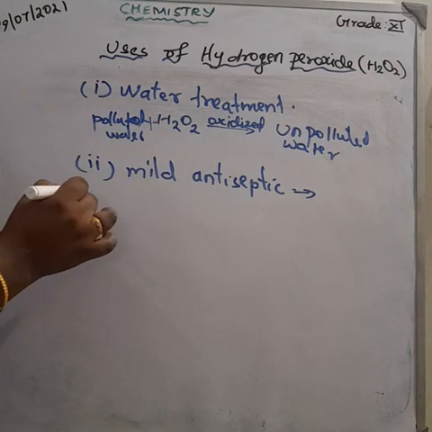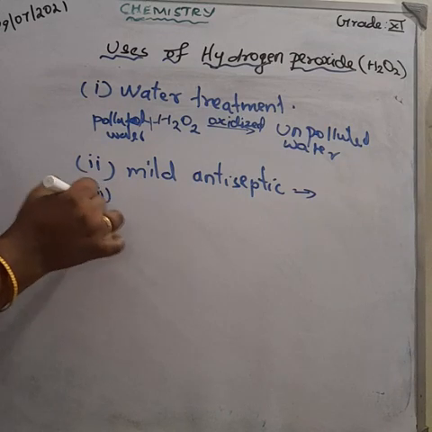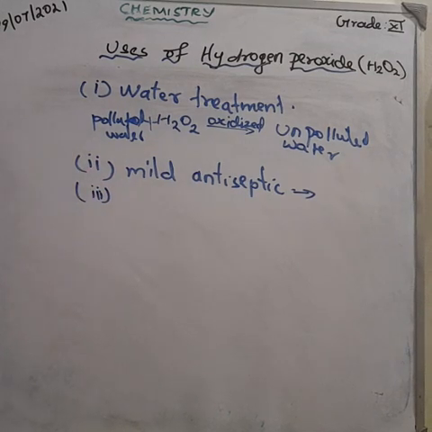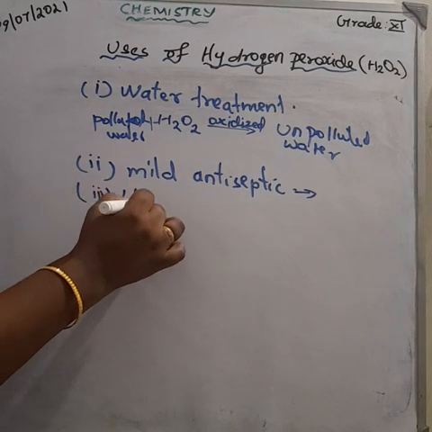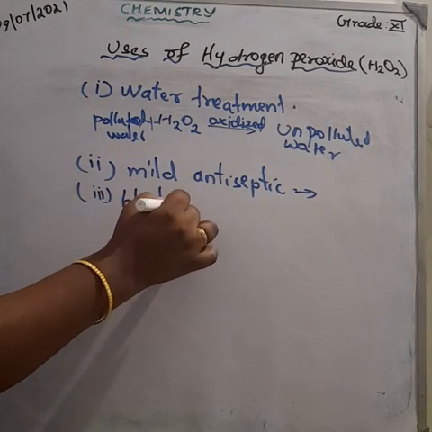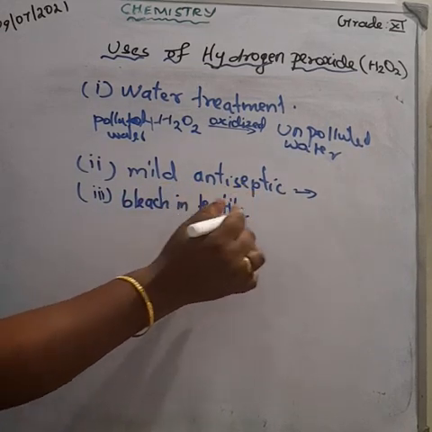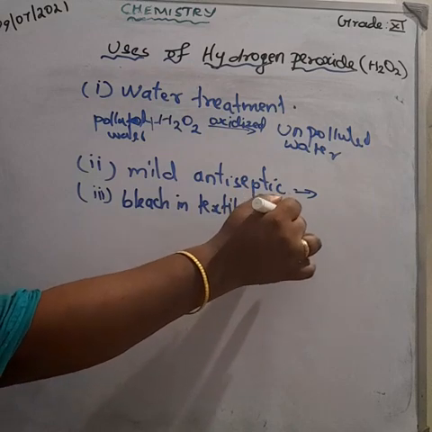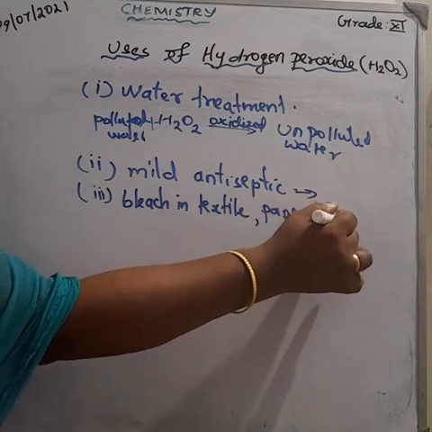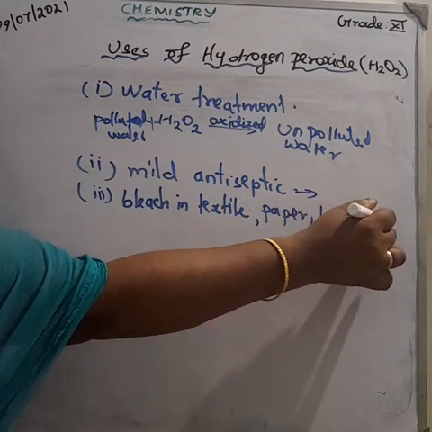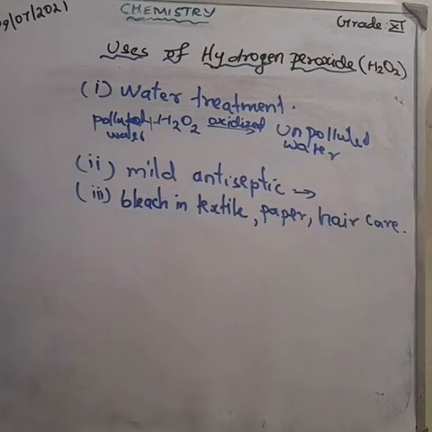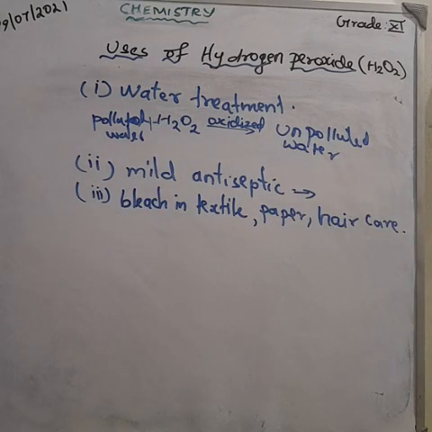Third use: hydrogen peroxide is used as a bleach in textile, paper and hair care industries. Bleach means it is a cleaning agent. This is the third use of hydrogen peroxide.